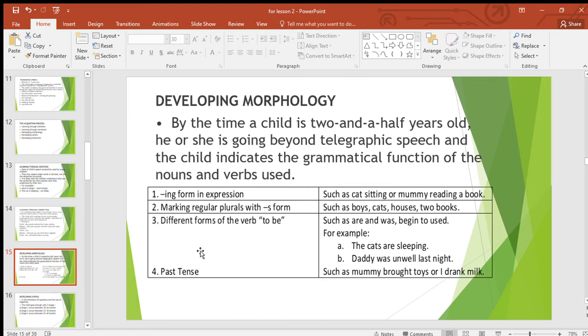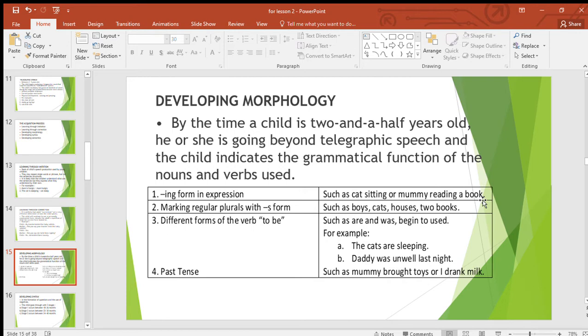Okay, so moving to developing morphology. By the time a child is 2.5 years old, he or she is going beyond telegraphic speech, and the child indicates the grammatical function of the nouns and verbs. Usually the children are able to speak using the ing form in expressions, marking regular plurals with s forms, and the different forms of the verb to be, as well as using the past tense. Even though no one has taught them or they haven't gone to school yet, but by just learning from others. So self-learning is part of the theory that language is innate in us. Such as "cat sitting" or "mommy reading a book."